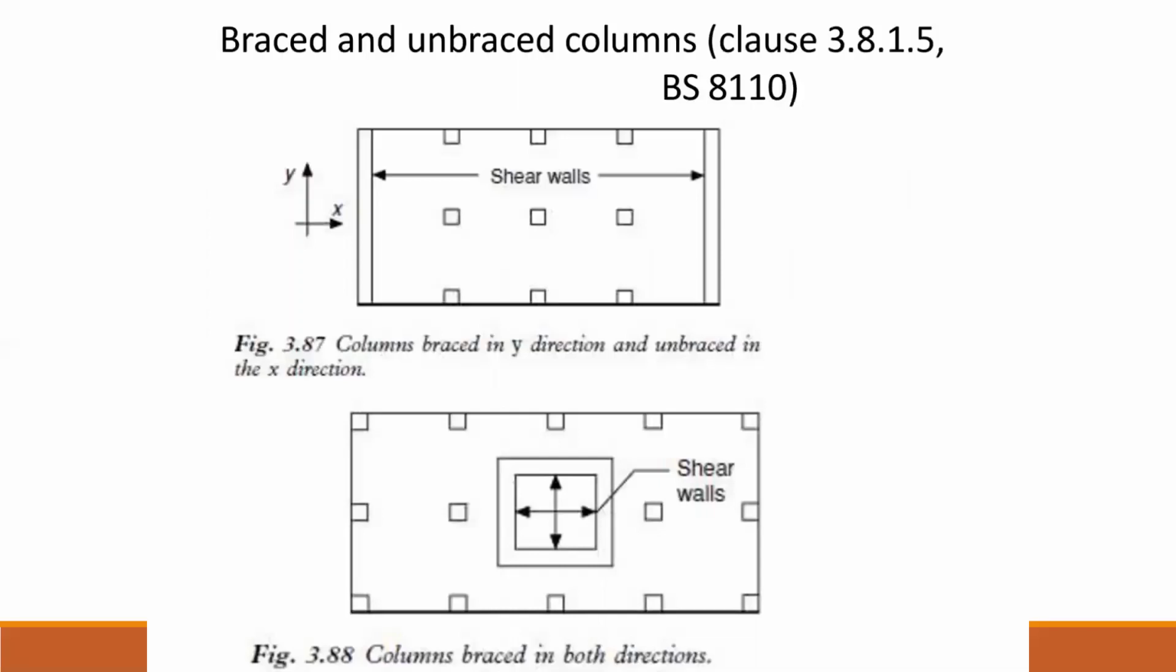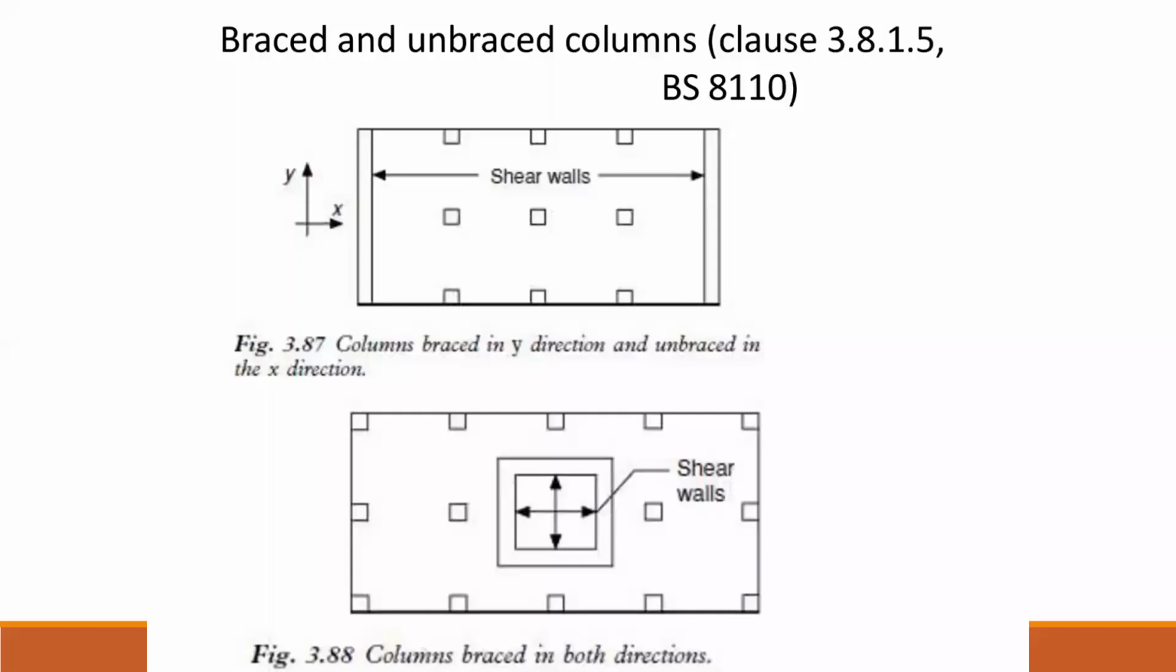Then braced and unbraced columns, clause 3.8.1.5 BS 8110. You can refer to the code, I have shared it with you. The column is braced in the y direction and unbraced in the x direction. You can see that in the y direction you have the wall, so the column is embedded within this wall, so there won't be any lateral movement, any lateral deformation, any buckling movement within the plane YY.